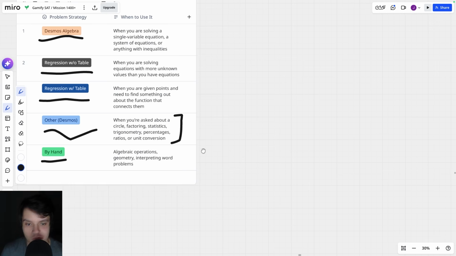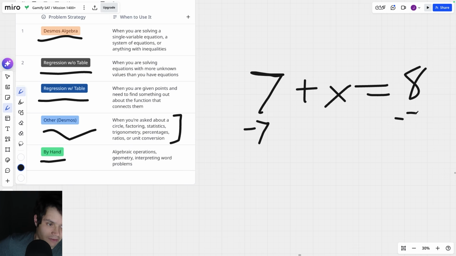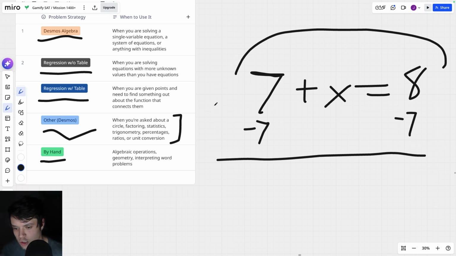When I say algebraic operations here, I mean if you have something like 7 plus x is equal to 8, and you subtract 7 from both sides, you obviously cannot do that kind of thing with Desmos. But for a problem like this, you could just put it into Desmos and solve it that way, so it doesn't really matter anyway. Also with geometry, like I said before in that example, you can't literally put a shape into Desmos unless it's a circle, so that would not work. And interpreting word problems is just your own ability to interpret what a math word problem is saying. So obviously Desmos is not going to really help you there.